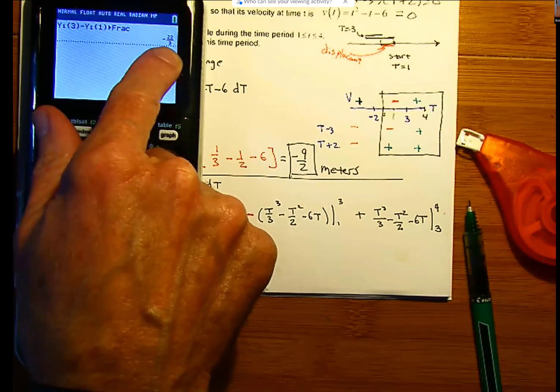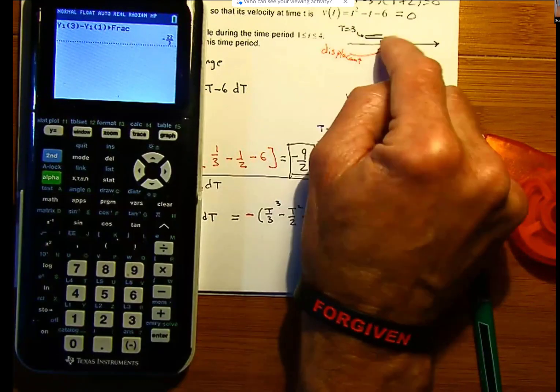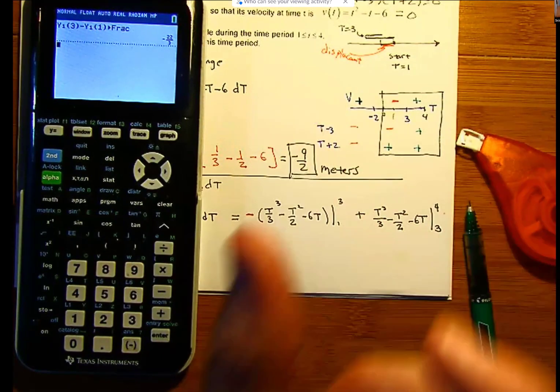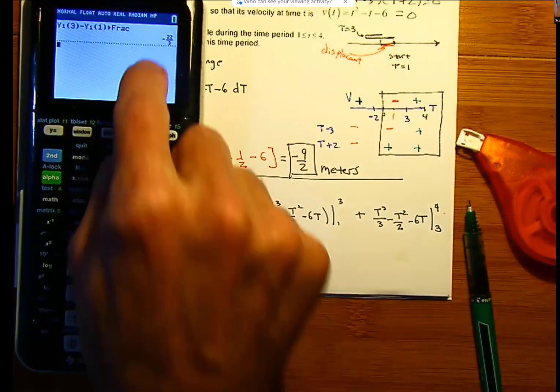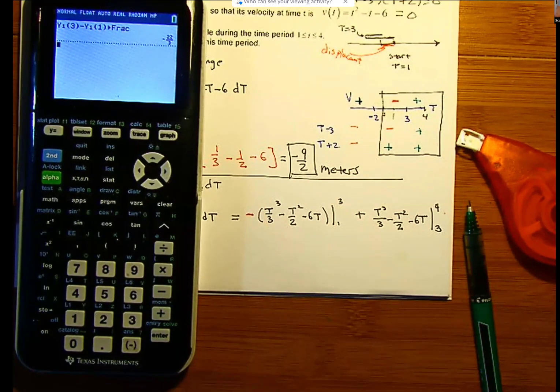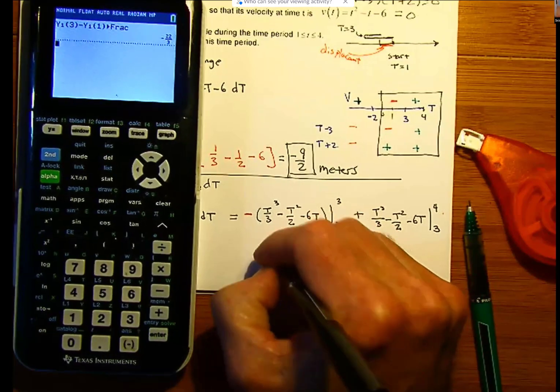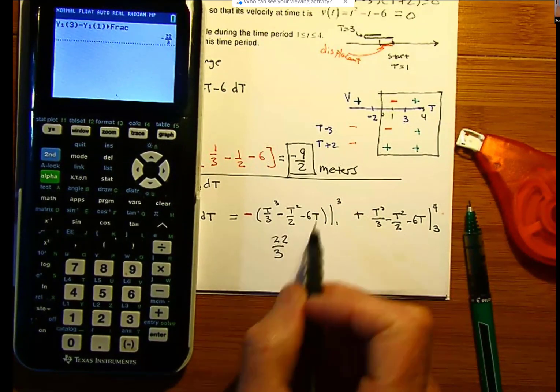7.3 meters, but I don't want that to be negative. I'm not counting the negative distance. I'm counting it as a positive distance so I can get my total. So I take that negative times this negative, and I get 22/3 for this problem.